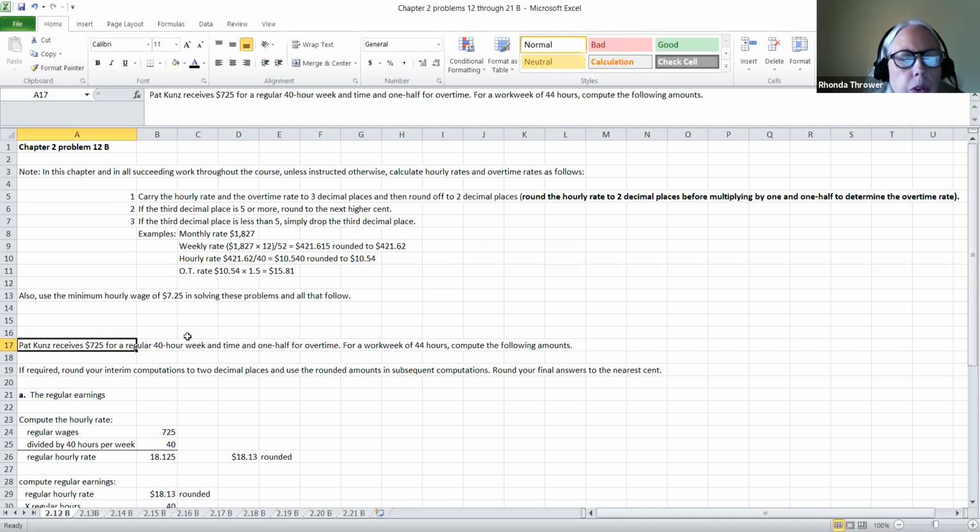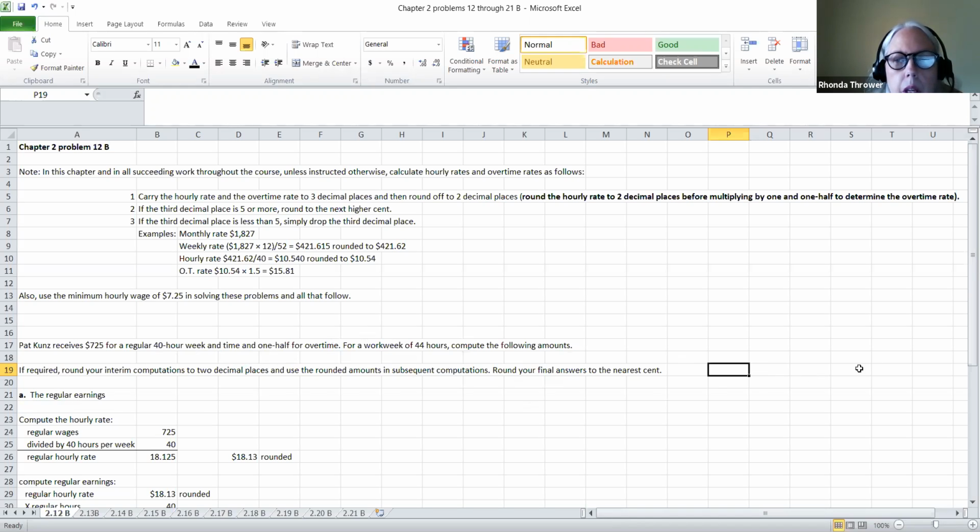Pat Kuntz is going to receive $725 for a regular 40-hour week and time and a half for overtime. For a work week of 44 hours, compute the following amounts. And then again, they give you some instructions about rounding. So what they want you to do is to compute the regular earnings first in part A. And so we're going to start by doing that.